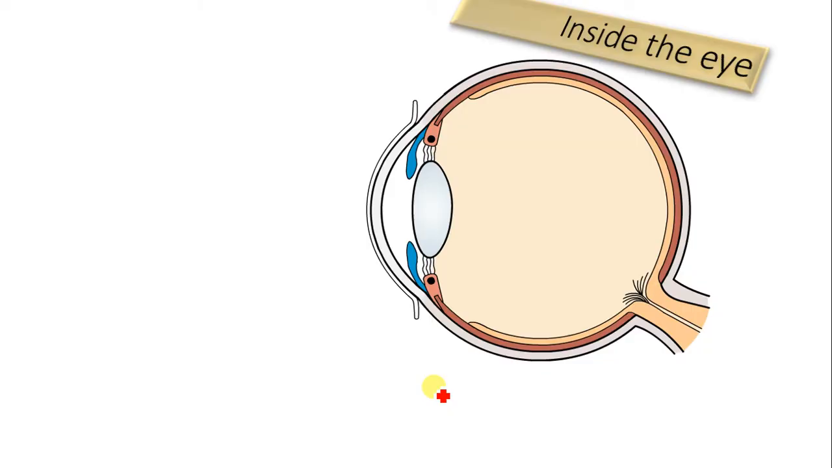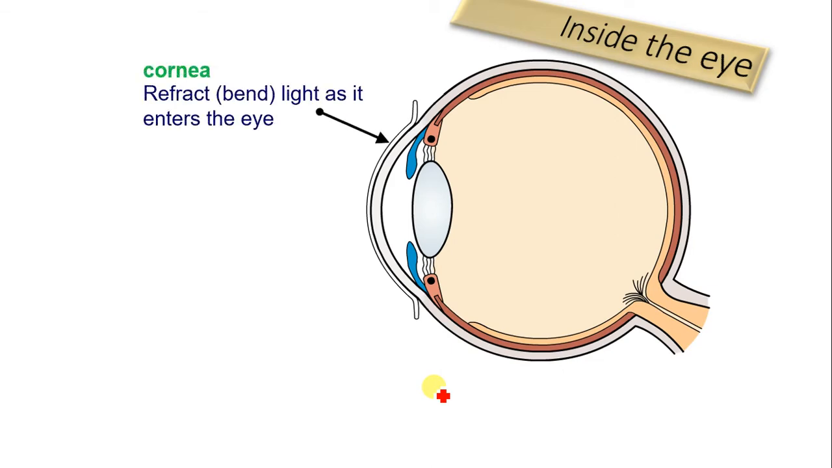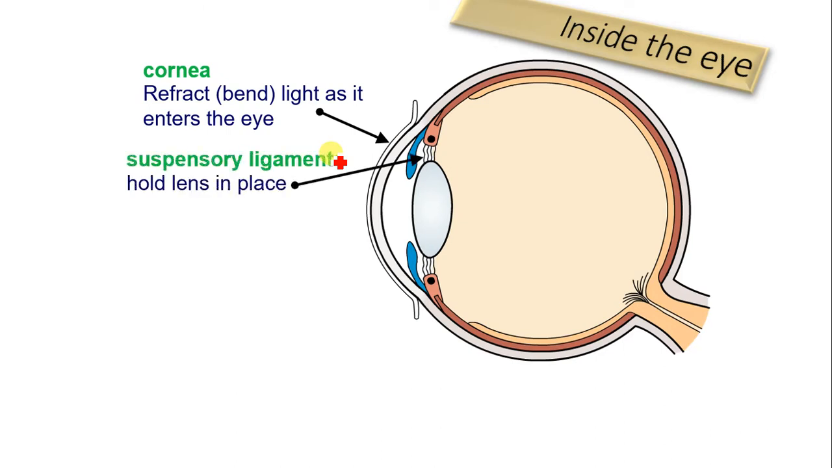Now, inside the eye, let's look at the structure of the eye. Remember, your syllabus objective is to be able to identify the various parts of the eye. So let's see. First, this is called the cornea at the surface of the eye, and its major function is to refract. That means to bend light as it enters the eye. Then we now have the suspensory ligament. The suspensory ligament helps to hold the lens in place. Then we have the lens itself, which focuses light onto the retina.